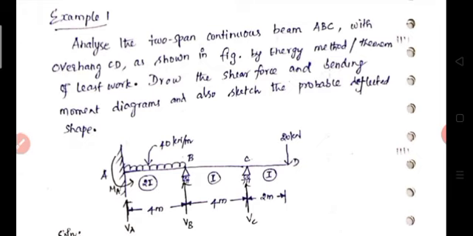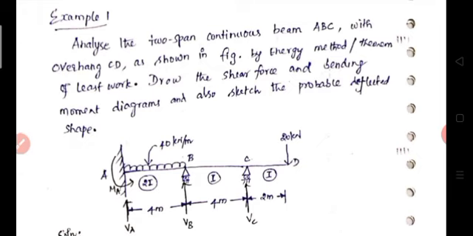So this is our beam. It is a two-span continuous beam. The AB portion is subjected to a UDL of 40 kN per meter. In the BC portion there is no loading. Then at the end of the overhang, the beam is subjected to a 20 kN point load.